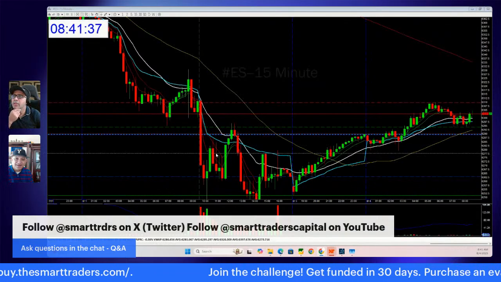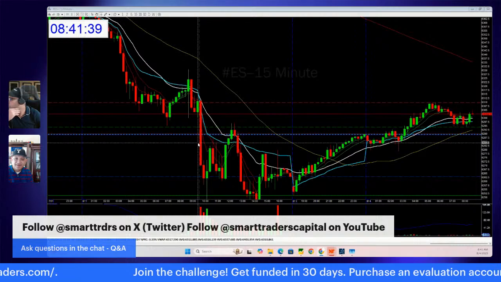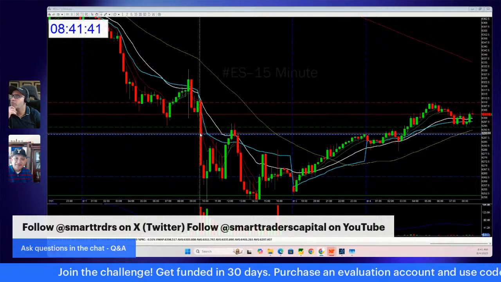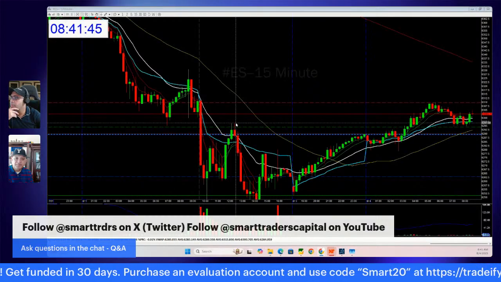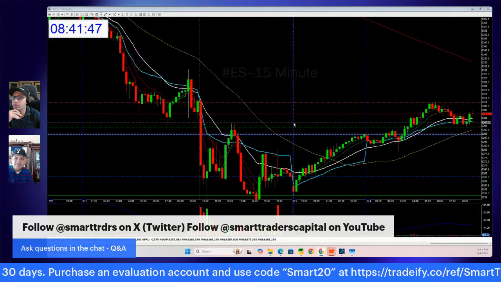Yep. I think we'll see that. It could be the retest of the prior low and then moving back up again. Yeah, or maybe straight move back up and then later on come back down.